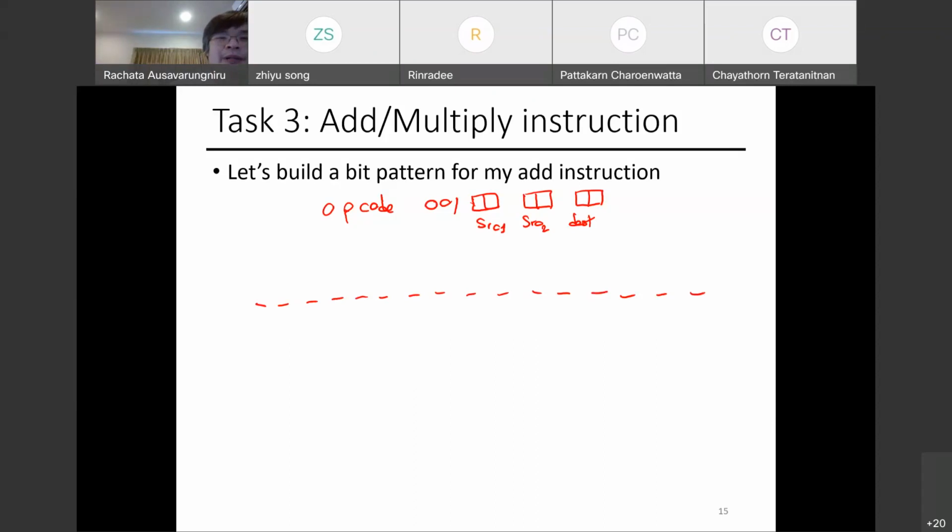Let's say I want to do add R1, R2, and R4. What would be my instruction? What would the bit pattern look like? So for an add, I want to put the opcode to the left side. So it's 0, 0, 1. Source 1. What is source 1?